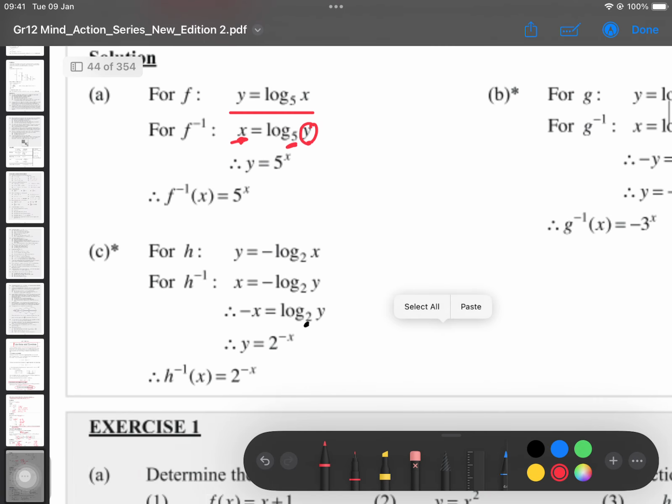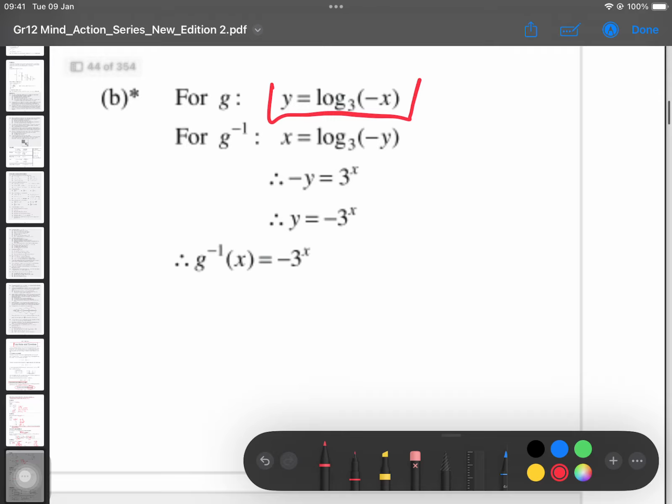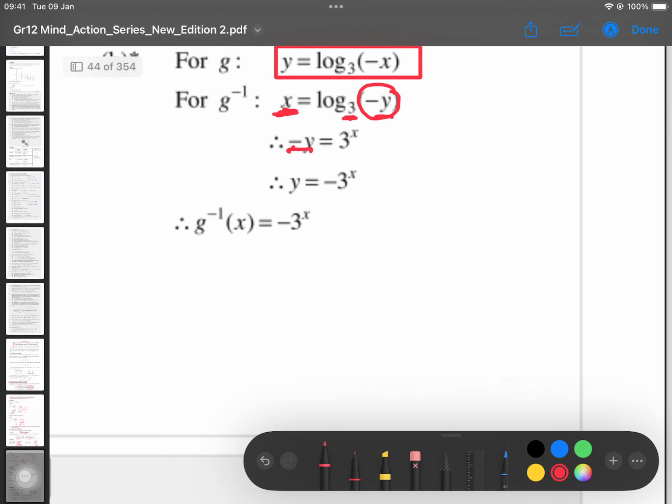So as you can see, y equals base 5 to exponent x. And therefore, there's the inverse. B. You have the original equation there, swap x and y, and then change it back to exponential. That is, this equals base of that all to exponent that. Then you have to divide by negative on both sides. Then you're going to have that.